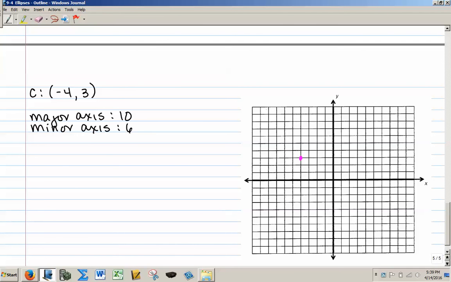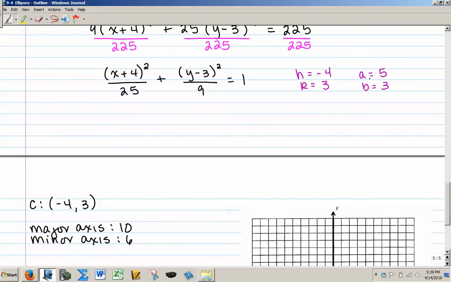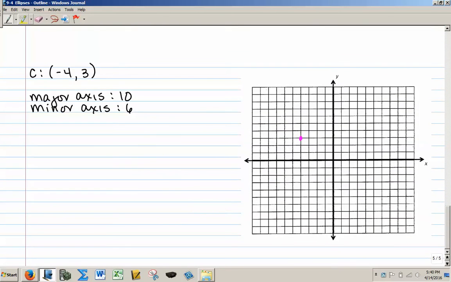Okay, and I will use my A to go 5 units to the left and right, and my B to go 3 units up and down. So 5 units to the right, 5 units to the left. That's my major axis of 10, and then 3 units up and 3 units down. And I'll sketch my ellipse.